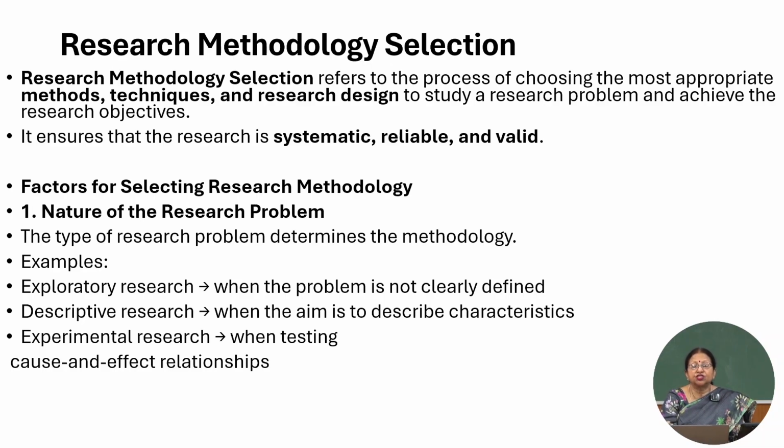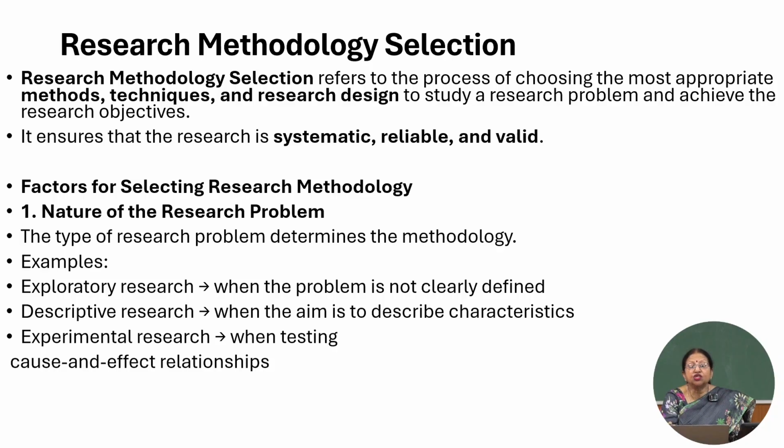Research methodology selection. Research methodology selection refers to the process of choosing the most appropriate methods, techniques, and research design to study a research problem and achieve the research objectives. It ensures that the research is systematic, reliable, and valid. And now we look into the factors which are important for selecting research methodology.